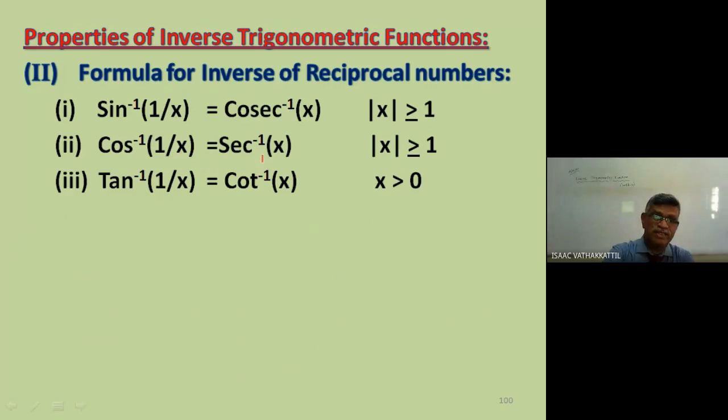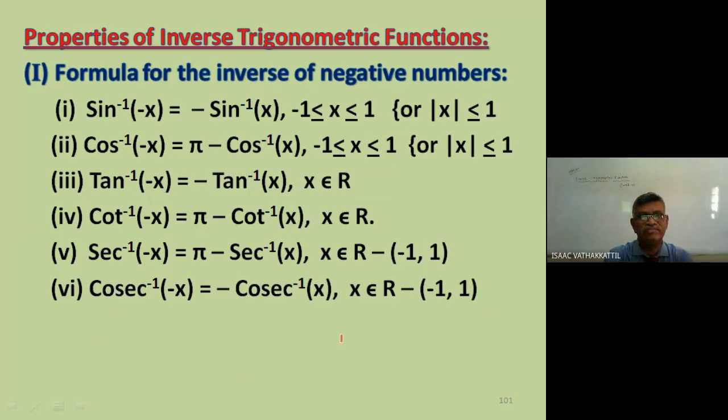Cos inverse 1 by x is sec inverse x for mod x more than or equal to 1. Tan inverse 1 by x equals cot inverse x for all x more than 0. Be careful about this result. This result I am stating only for positive values of x. In case you are encountering negative values, you will circumvent by applying the previous result. What is that? Here it is. This was the first one. Sine inverse minus x is minus sine inverse x, where x lies between minus 1 and 1.